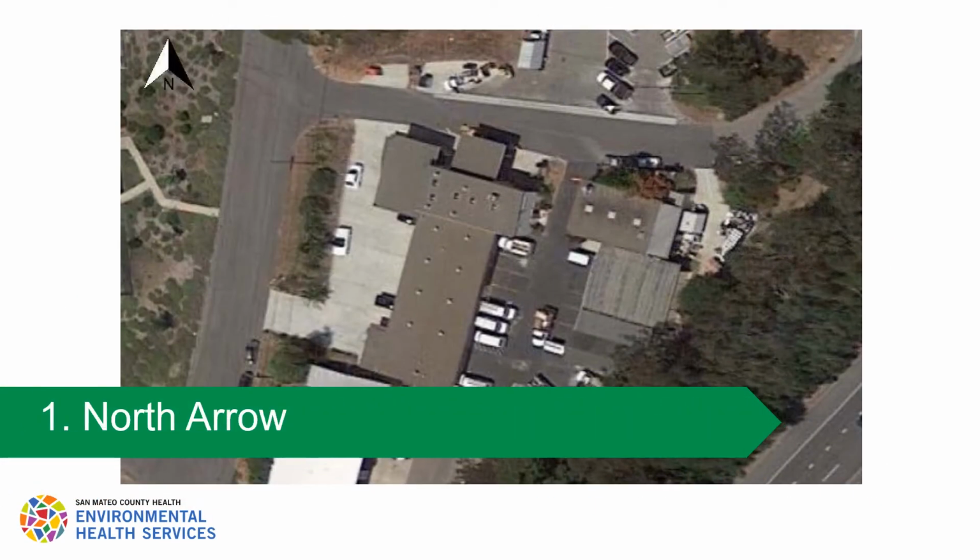Your map must include a north arrow. On Google Maps, if you haven't changed the initial view angle, this is always at the top of the page. However, you still need to add the actual arrow to your map.